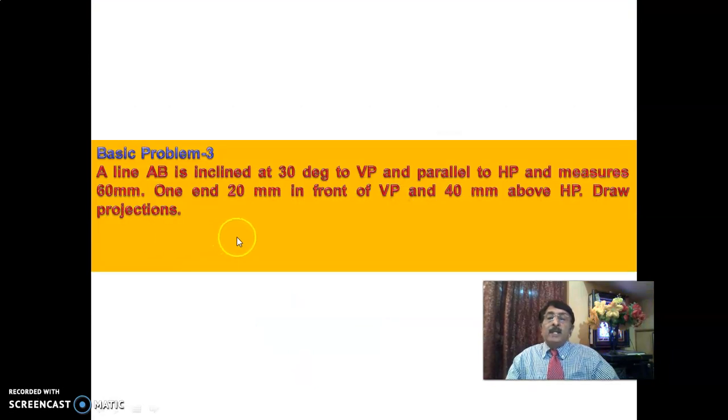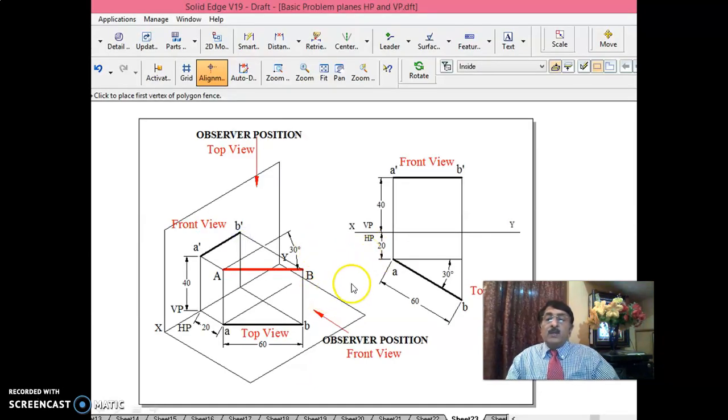Now, line AB is inclined at... Now it is another problem, a basic problem. There it was inclined to HP, now it is inclined to VP. You see here, line AB, this is VP. Line AB is inclined at 30 degrees to VP, correct? 30 degrees to VP and parallel to HP. The line measures 60 mm and is inclined at 30 degrees to VP and parallel to HP. Once it is parallel to HP, you know very well the true length can be seen in the top view and all that.